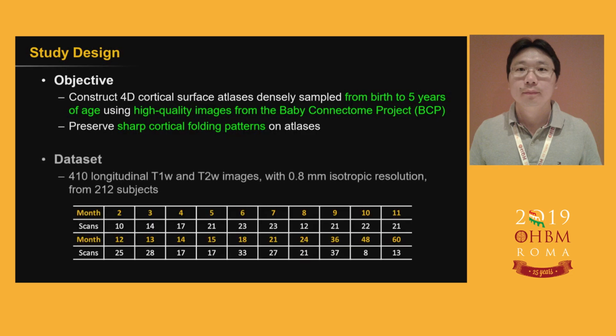So in this preliminary study, we use 410 longitudinal T1 and T2 images with 0.8 mm isotropic resolution. They are from 212 subjects. This table shows the scan distribution at each month, but this is about 1 year ago. So right now we have more subjects and more scans at each age.